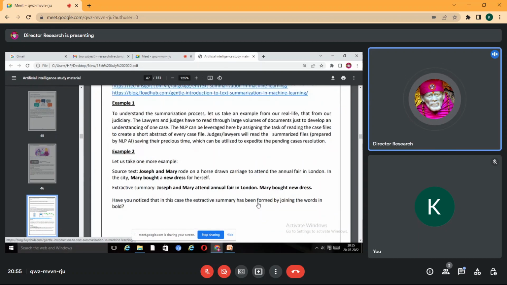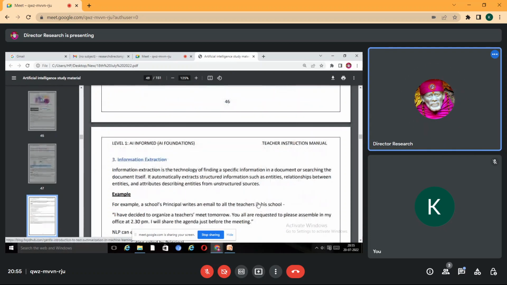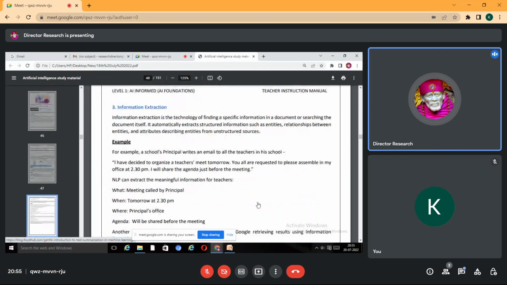To understand the summarization process of paragraphs, lines, pages, information extraction. Information extraction is a technology of finding specific information in a document or searching the document itself. It automatically extracts structured information, such as entities, relationships between entities, and attributes describing entities from unstructured sources.